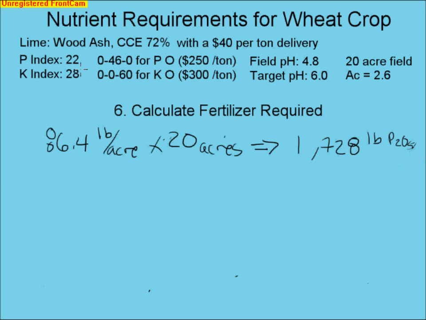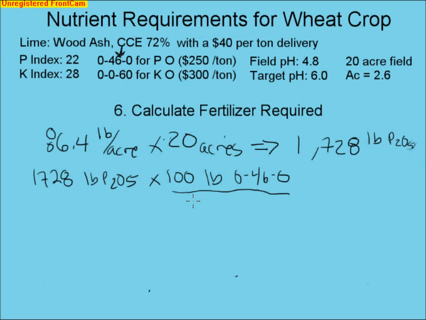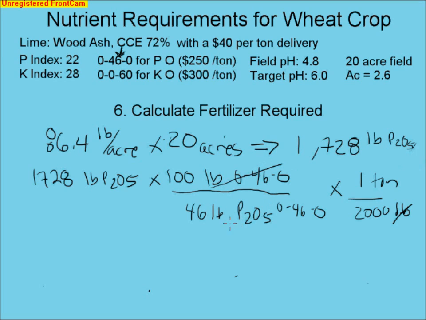So once we know our pounds per our 20 acres, our P fertilizer is 46%. It tells us up here that it's 46% phosphorus. So we take 1,728 pounds of P2O5 times 100 pounds of 0-46-0, then divide that by the 46 pounds of P2O5 in the 0-46-0, and then we convert this to tons. So 1 ton is 2,000 pounds of the 0-46-0. So the P2O5 cancels out, and now we know that we need 1.9 tons of P.